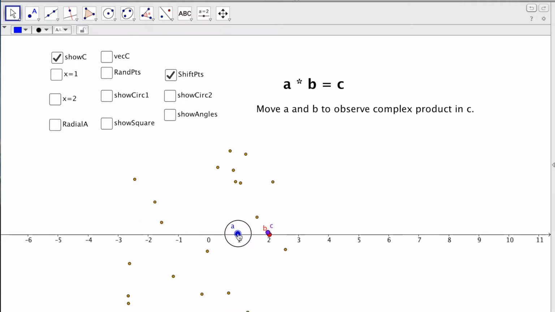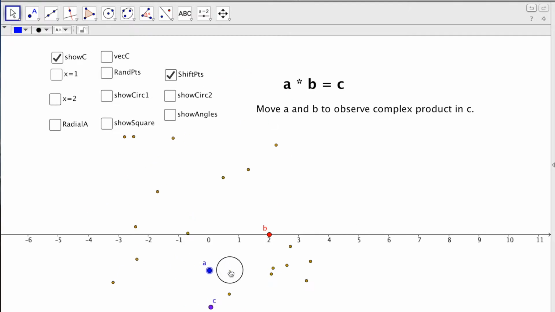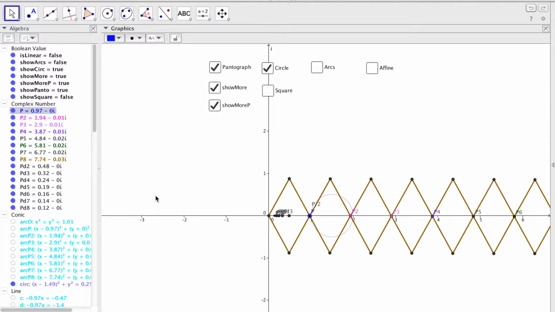If a is 1, they all stay where they are. If a is greater than 1, they all move out away from the origin. If a is less than 1, they shrink in towards the origin. And if a goes negative, then they all reverse upside down and backwards through the origin. This is a very peculiar computational operation. The pantograph reveals what complex multiplication is doing.